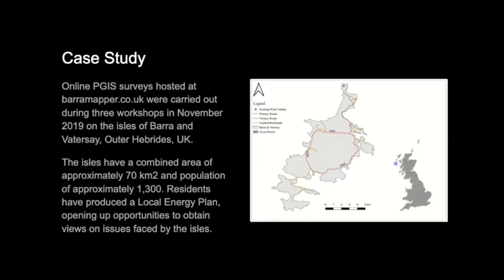Anyways, this location offers a unique opportunity to explore the use of alternative spatial units in participatory GIS, as the residents have recently produced a local energy plan in order to assess existing and future energy needs. So this has opened up plentiful opportunities to obtain local views on issues that are currently being faced by the Isles. The plan identifies electricity production and active transport specifically as 2 of the key areas of concern.